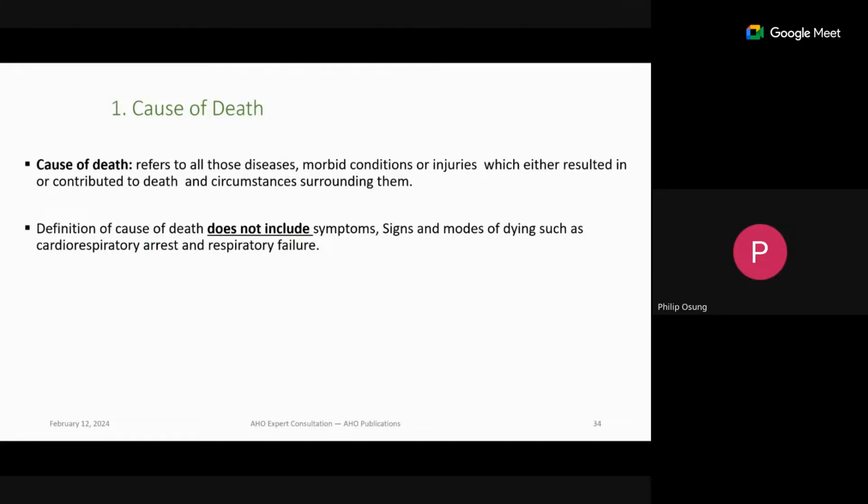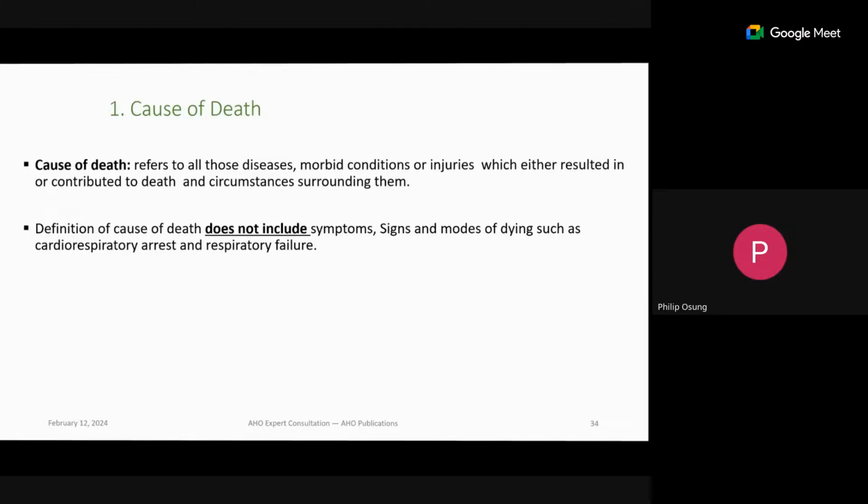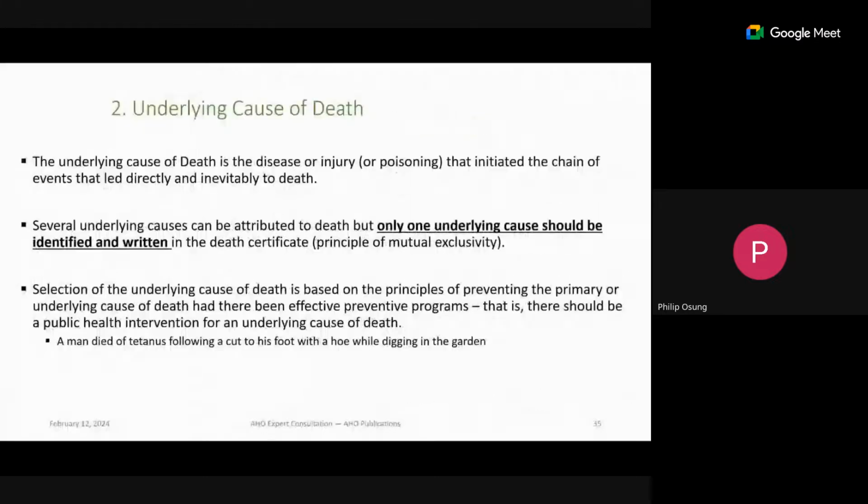So for cause of death, for example, we define this as all those diseases, morbid conditions or injuries which either resulted in or contributed to death, and the circumstances surrounding them. And this does not include symptoms, signs, modes of dying, and the rest. We also have the underlying cause of death. So the underlying cause of death is different. It's much more specific. It's the disease or injury that initiated the chain of events that led directly and inevitably to the cause of death.